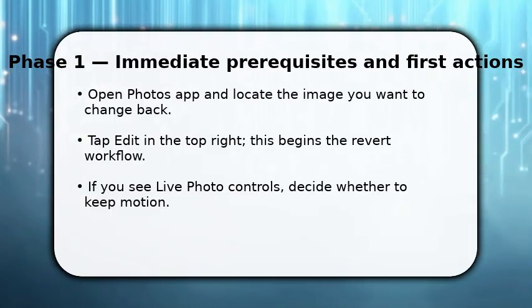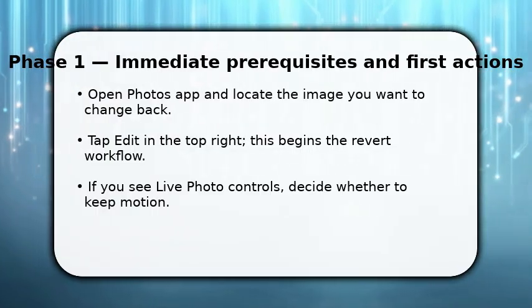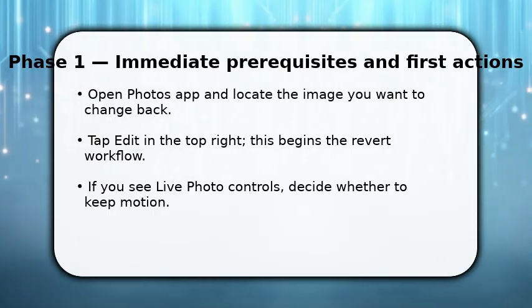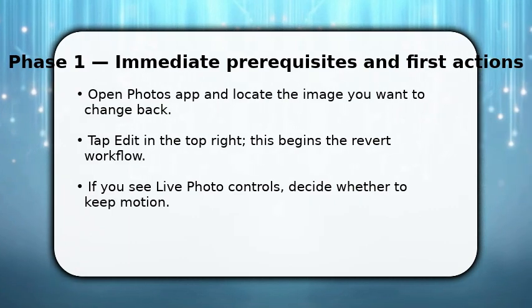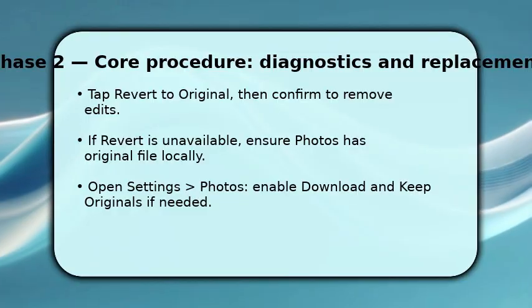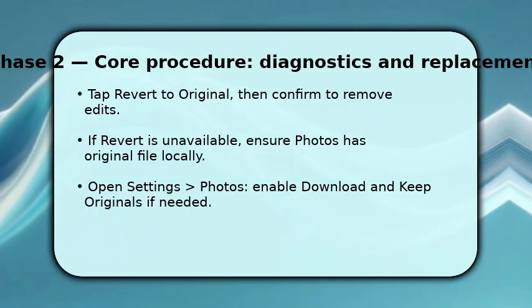Make sure you are on the original image, not a copy or shared version. If live photo is active, choose whether to preserve the motion before reverting. That decision affects what data the app restores. Once you tap Revert to Original, confirm that you want to remove all edits. Photos restores the exact original pixel data and metadata.